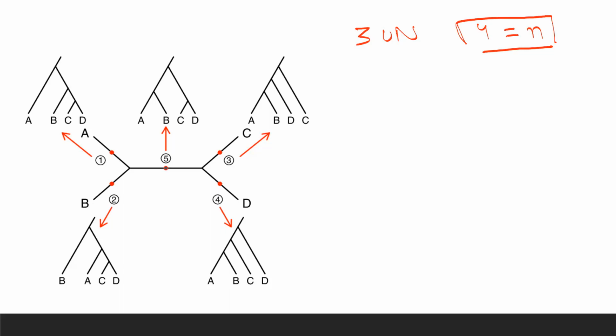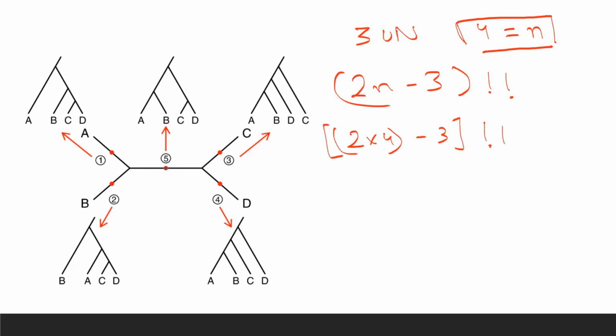So if you know the formula for rooted trees, that is (2n minus 3) double factorial, and n in this case is 4, that means 2 into 4 minus 3 double factorial. So it is 8 minus 3 double factorial, that is 5 double factorial. And as I showed you last time, 5 double factorial is 15. So that means there are 15 rooted trees that can be formed from 4 sequences. That's the answer for this.